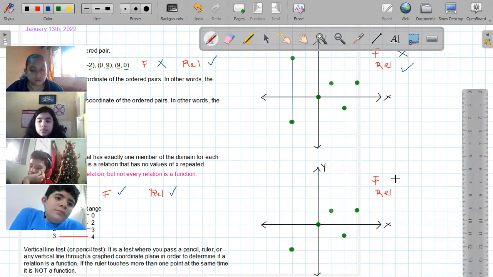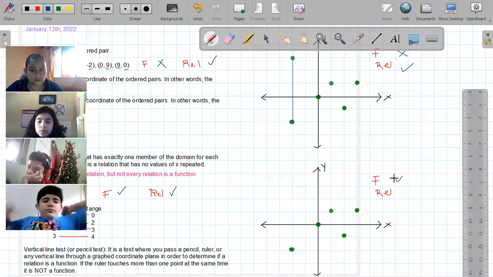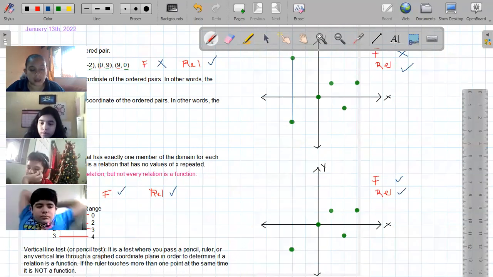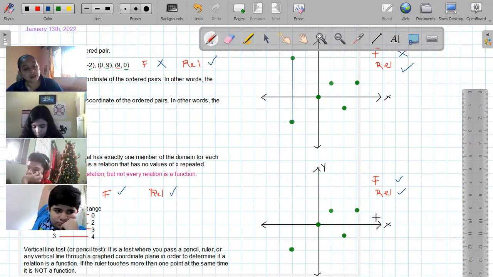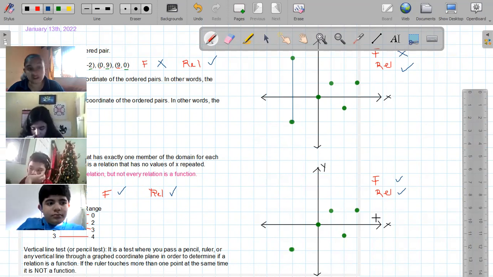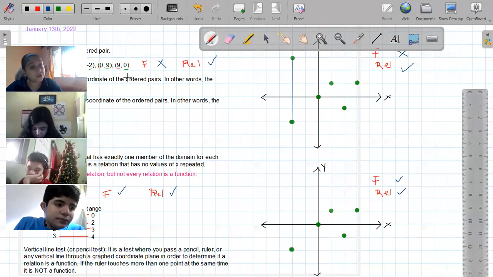So is it a function? It's a function, because it only touches 1 point at a time. And it is also a relation, because every function is a relation. Okay? Every function is a relation. So if it is a function, automatically it is a relation. But if it's not a function, it is also a relation. Okay, so that's what it means. So this is another way to determine if it's a function or not.